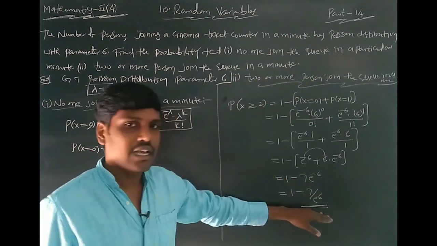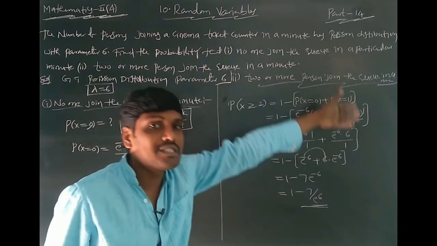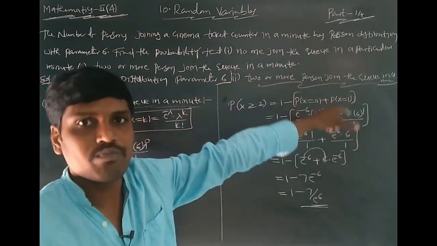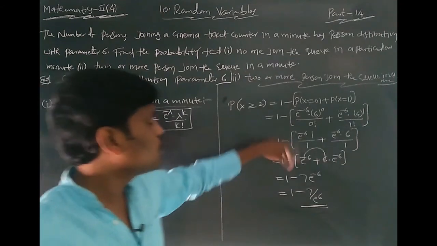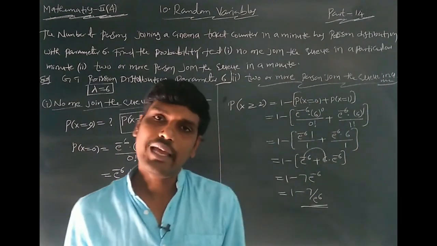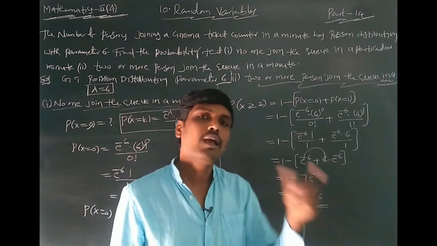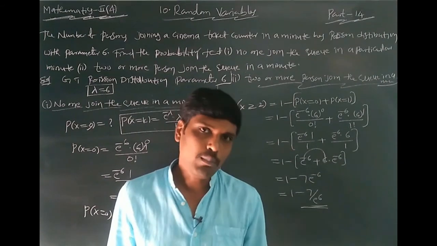This is the second answer. 2 or more persons joining the queue in 1 minute: this is no one joining, 1 by e power 6; 2 or more joining, 1 minus 7 by e power 6. These two are Poisson distribution model problems.